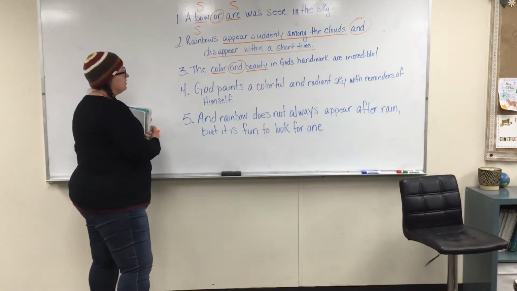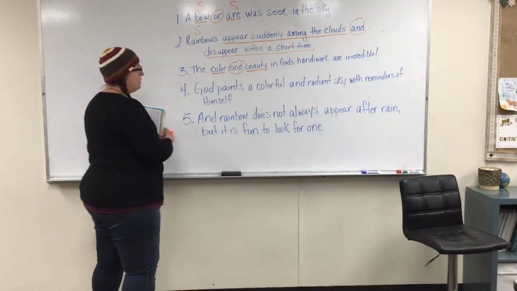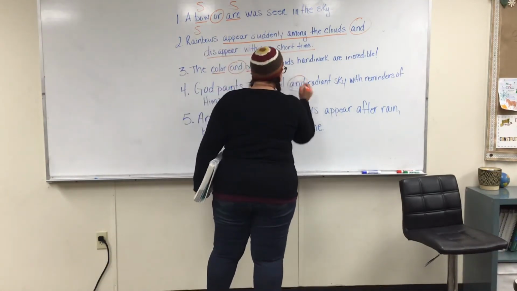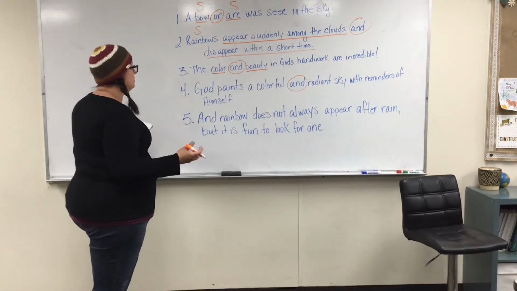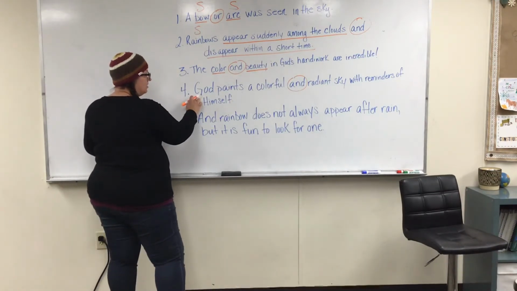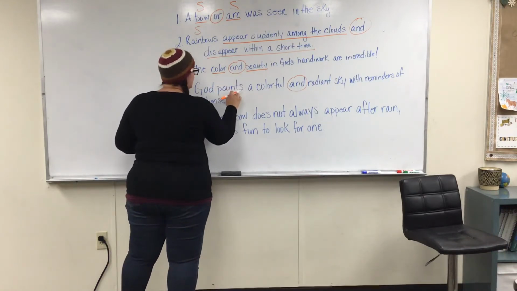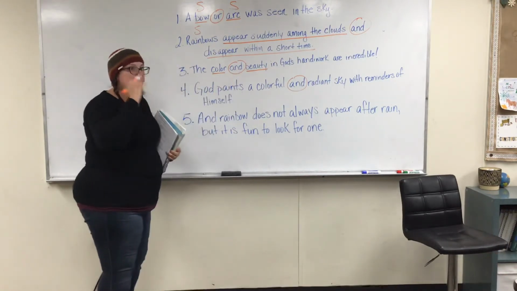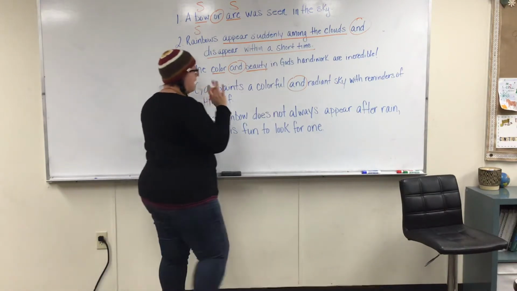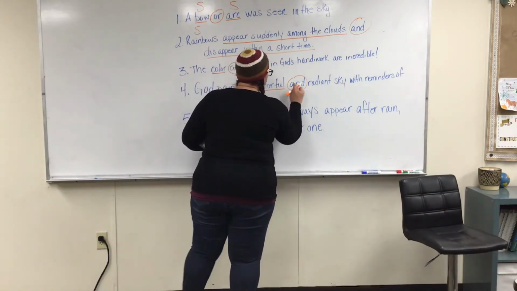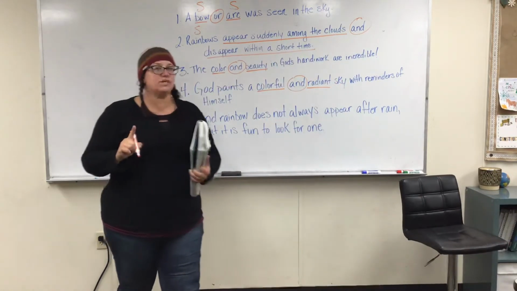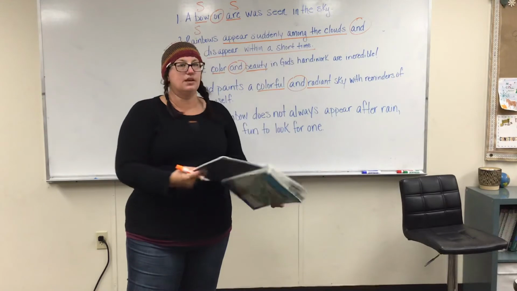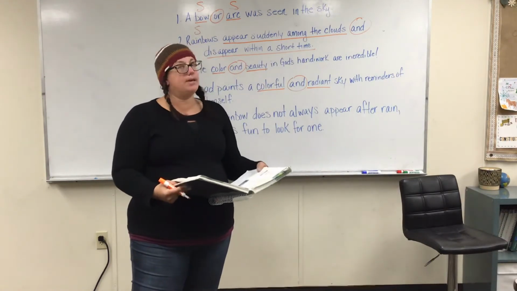Number 4, God paints a colorful and radiant sky with reminders of himself. And, okay, let's see. God paints, okay, I know I'm talking about God. I know what he's doing is he's painting. So what is he painting? He's painting a colorful and radiant sky. I don't know if I talked about this earlier. I apologize. It's a lot of pressure being videoed.